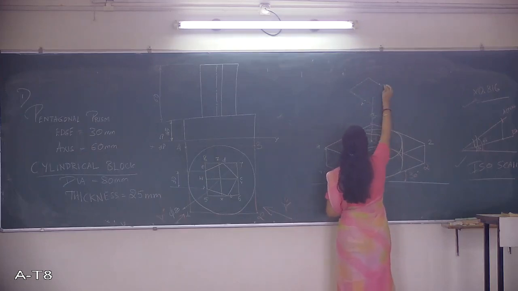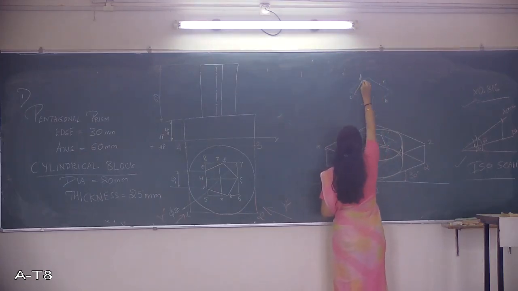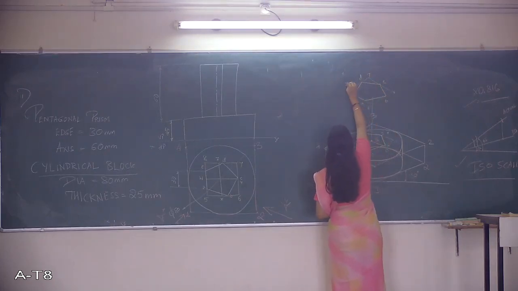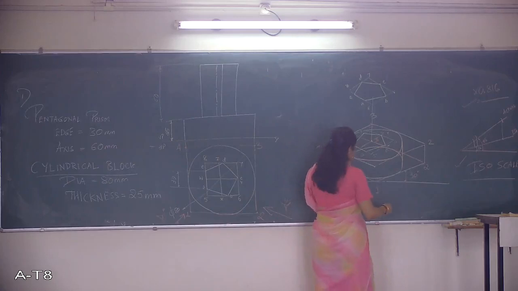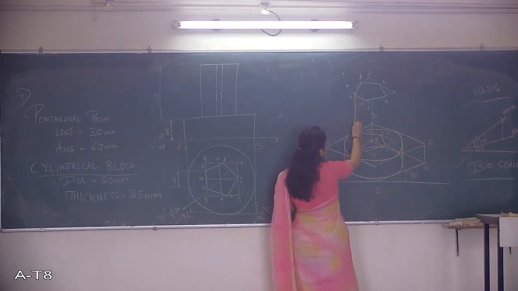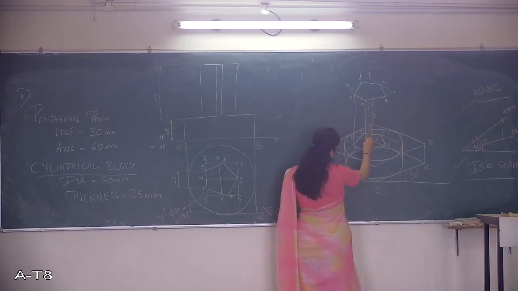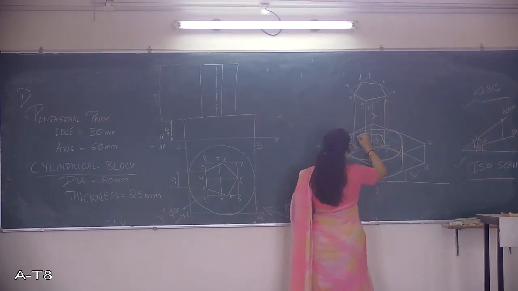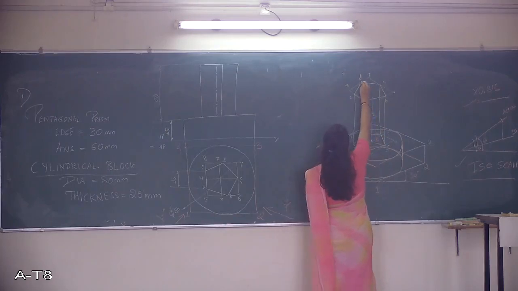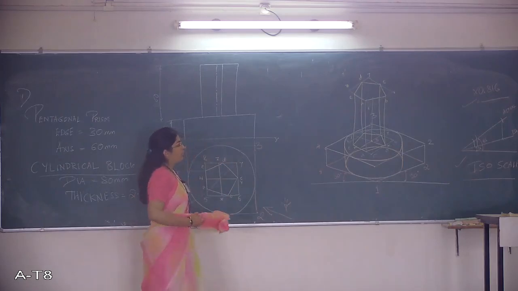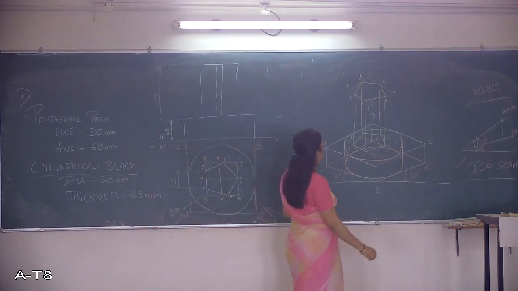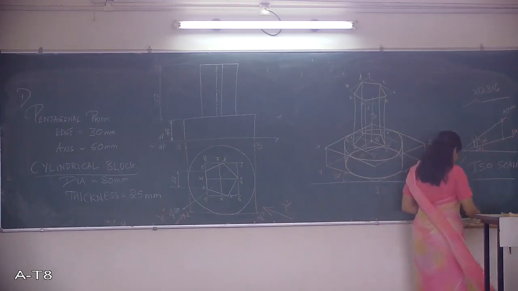So this is A, B, C, D and E, and this is 5, 6, 7 and 8. So I've got the top and the bottom faces of the prism. Next is I'm just going to join E to E, A to A, B to B, C to C and D to D. So this is the pentagonal prism which is going to rest on a cylindrical block. So this is how the isometric projection has to be drawn.